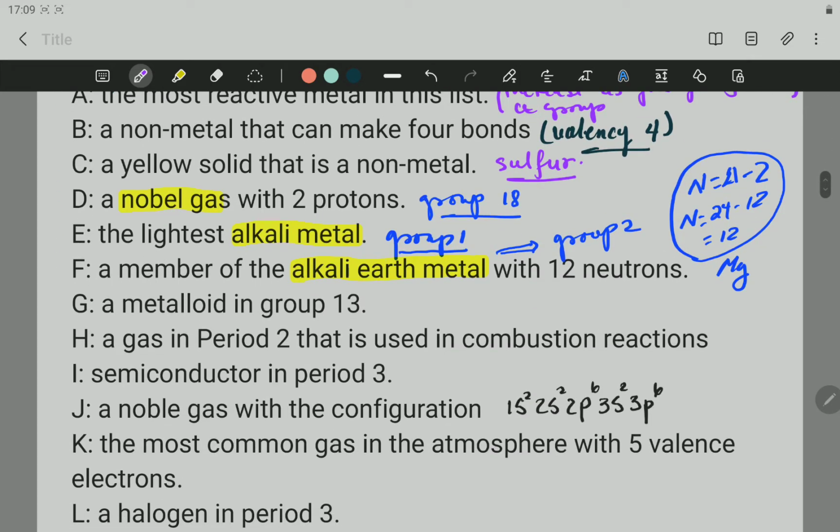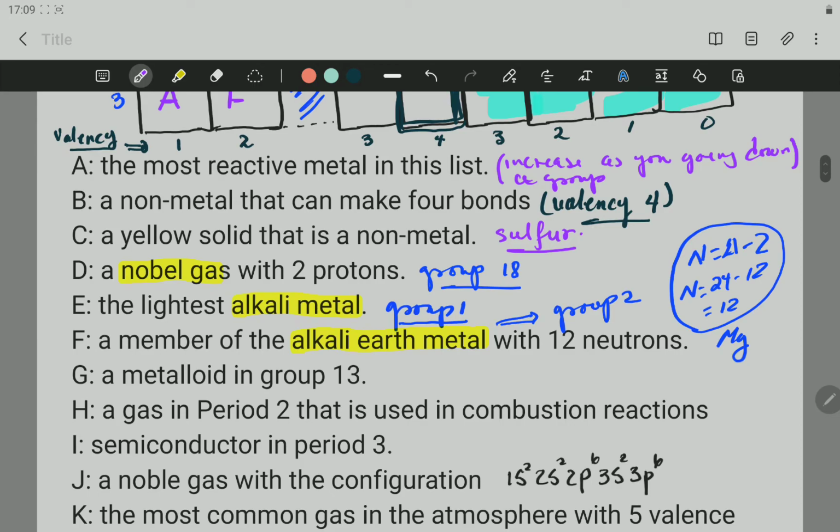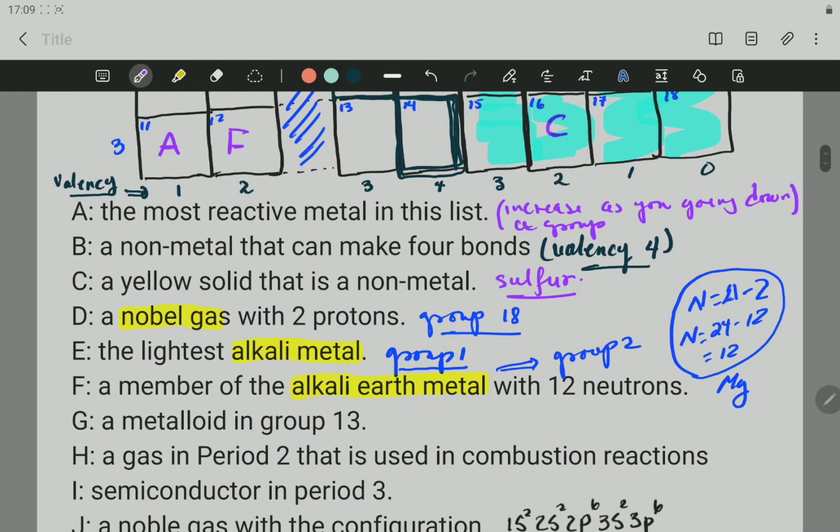Okay, a metalloid in group 13. So in group 13, we already divided the metalloids. So it's going to be that one there, which is boron. You can look later in the periodic table, is G. So this one is for G, a metalloid in group 13.